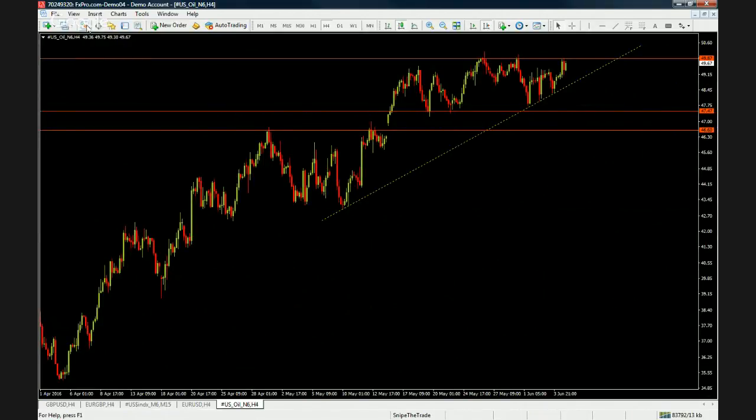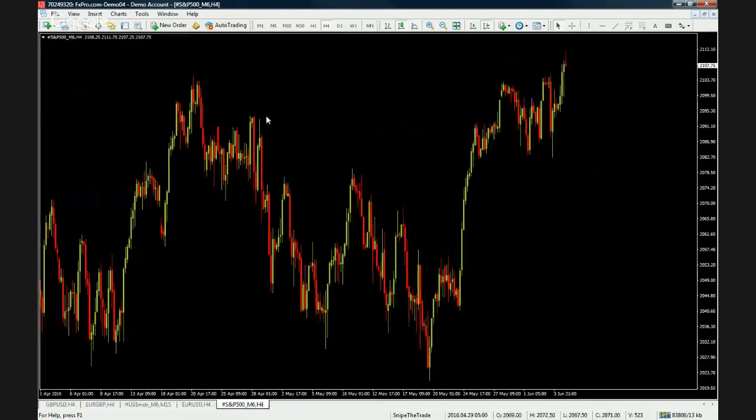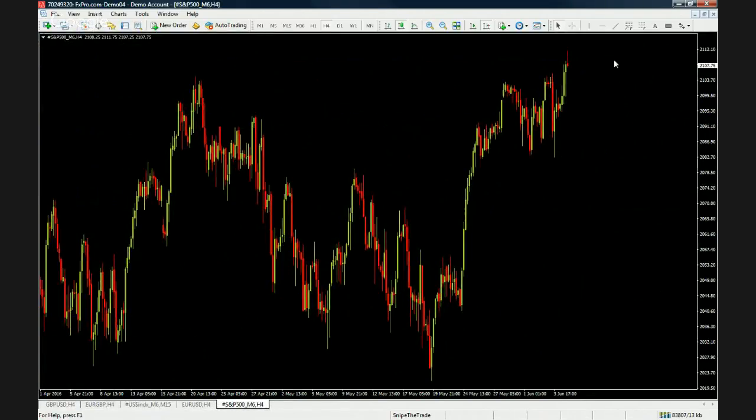Now let's look at the emini S&P 500 and let's see what happened with Yellen. I was expecting a bullish move on the emini S&P 500 on these Yellen remarks about the interest rate, because remember that if we don't have a hike in interest rate, this is bullish for the stock market, because for companies it's going to be cheaper to acquire capital.